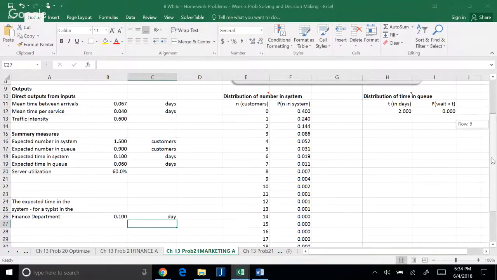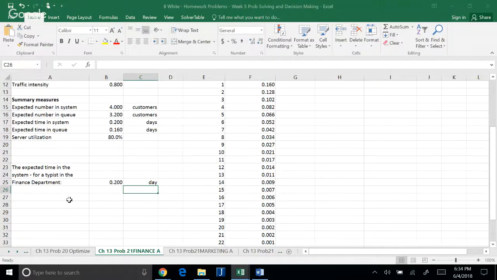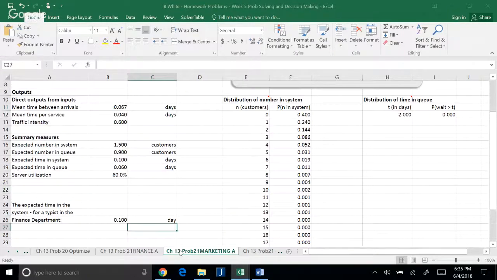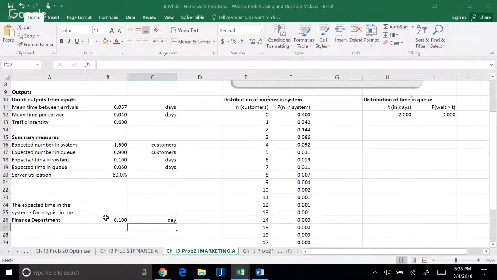The expected time in the system for a typist in the finance department should be this, yeah, 0.1 of a day. I believe that is correct. Let me confirm. Yes, that's correct. Finance is 0.1. I'm hoping that this is marketing. Oh, no, I'm sorry. Marketing is 0.1. Finance is 0.2. Yeah, that's correct. So this is finance, it's 0.2. This one's labeled marketing, it's 0.1. So that's correct.